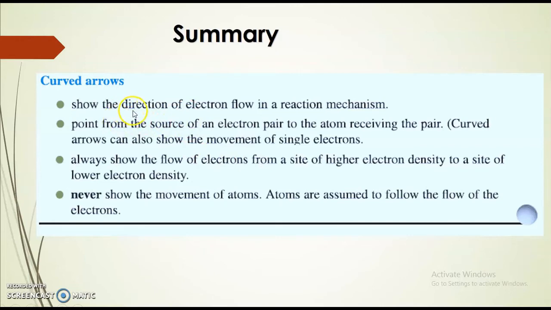And in summary, a curved arrow shows the direction of electron flow in a reaction mechanism, and it points from a source of an electron pair to the atom receiving the pair. So it starts from the source and ends at the electron sink. It always shows the flow of electrons from a site of higher electron density to a site of lower electron density, and never shows the movement of atoms. Atoms are assumed to follow the flow of electrons.